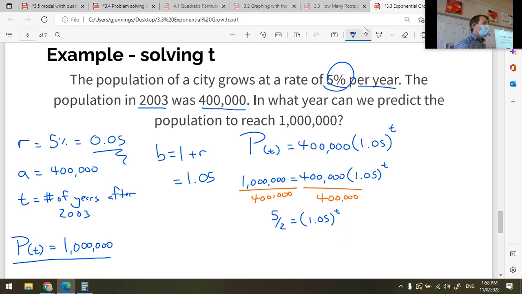So now I'm actually stuck. I don't really know how to do 1.05 and express that as a power of that. It's a little too ugly. 21 over 20? Youch. It's not really a power of 5 over 2. So we have now guess and check.